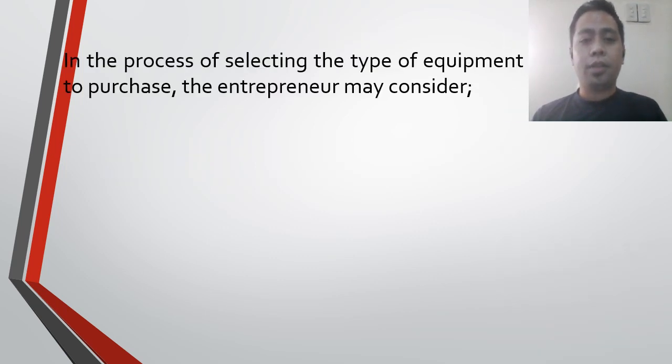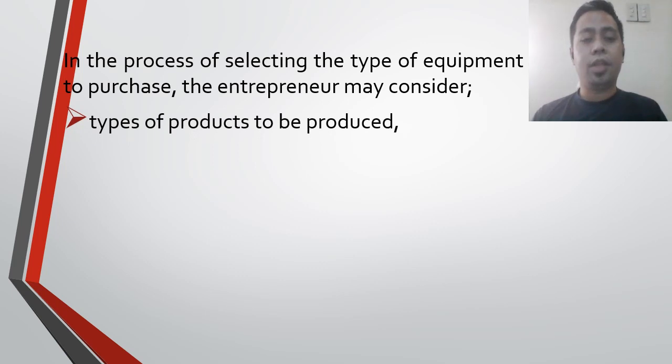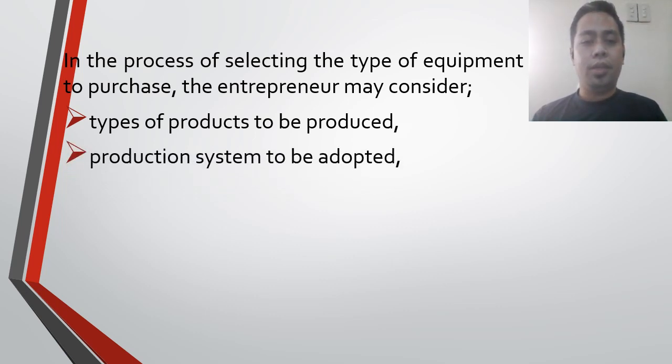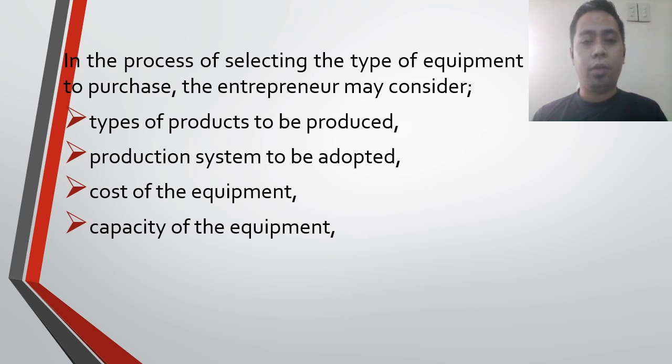So in the process of selecting the type of equipment to purchase, the entrepreneur may consider the following. First, the types of product to be produced. So for example, what are the products that we need to cook? What equipment do we need? Production system to be adapted. Cost of the equipment. Of course, capacity of the equipment.